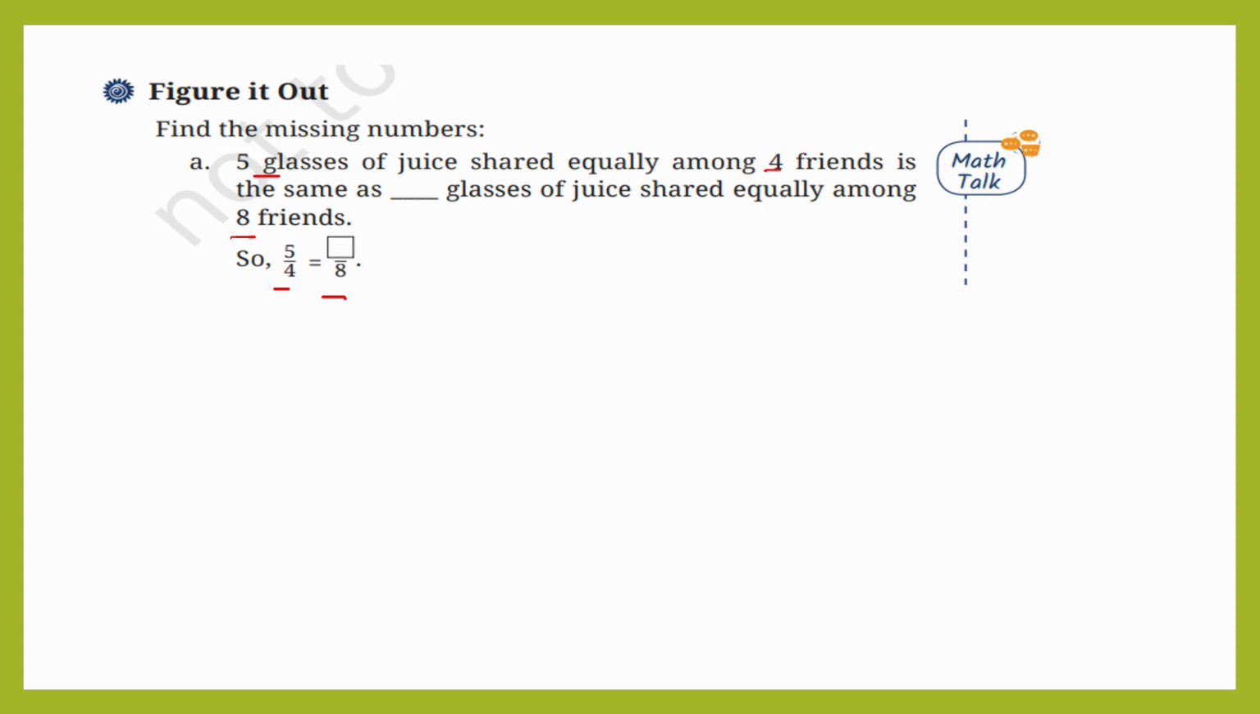So see the denominators here, 4 and 8. How did you get 8? You have to multiply 4 by 2. 4 into 2 is 8. So you have to multiply both numerator and denominator by 2. Here 4 into 2 is 8. So 5 into 2 is 10. See, 5 by 4, you have to multiply both numerator and denominator by 2. That is 10 by 8. So 10 glasses of juice shared equally among 8 friends.